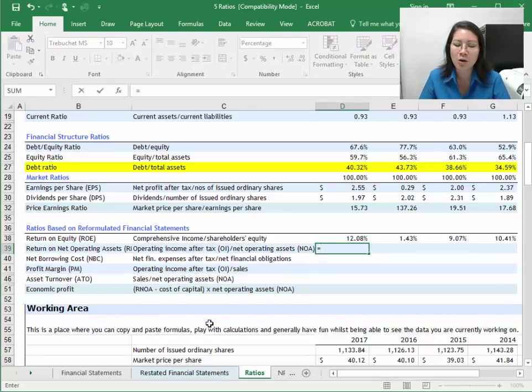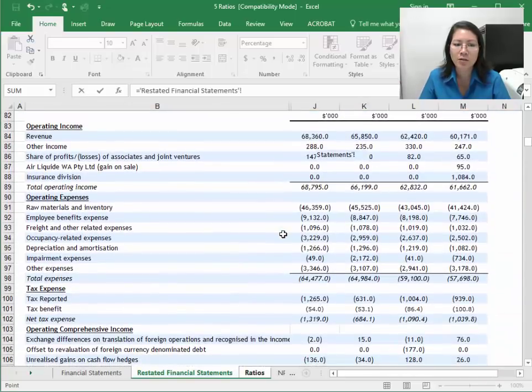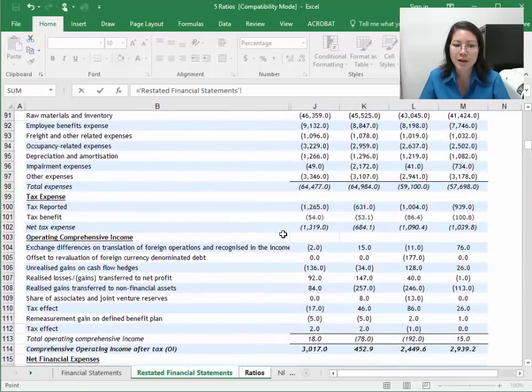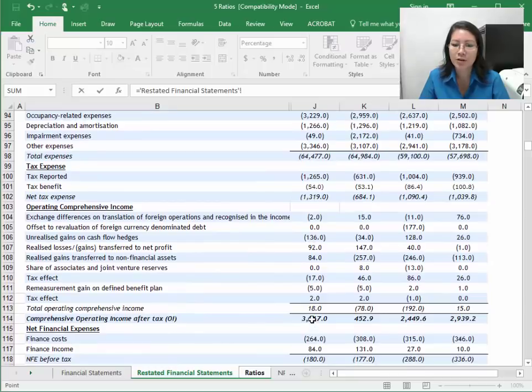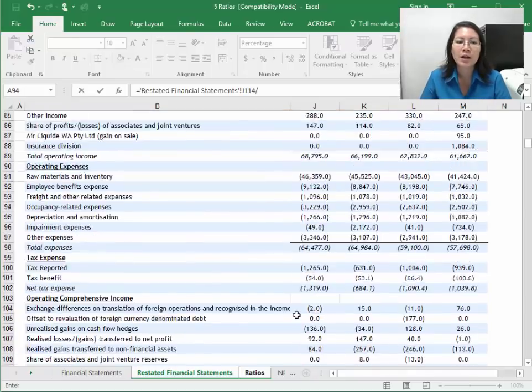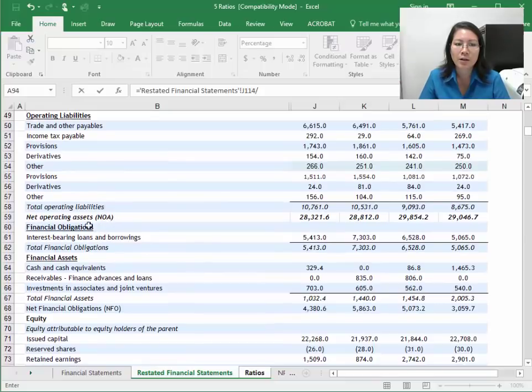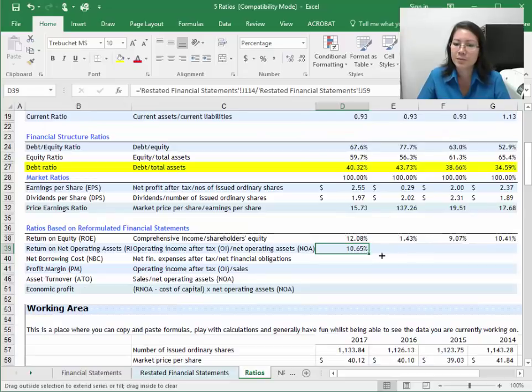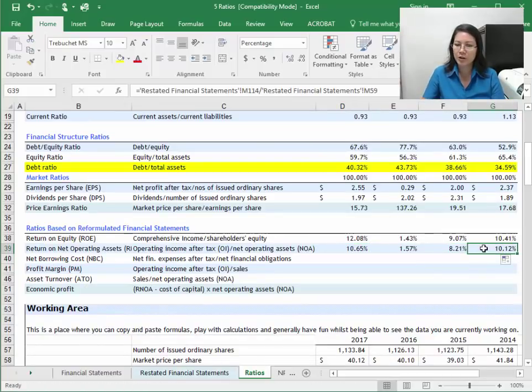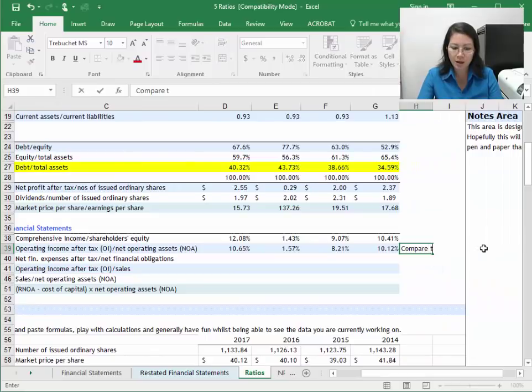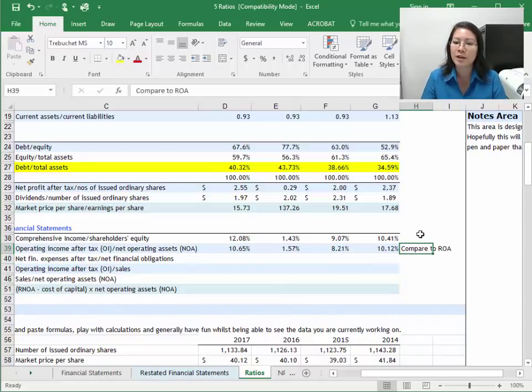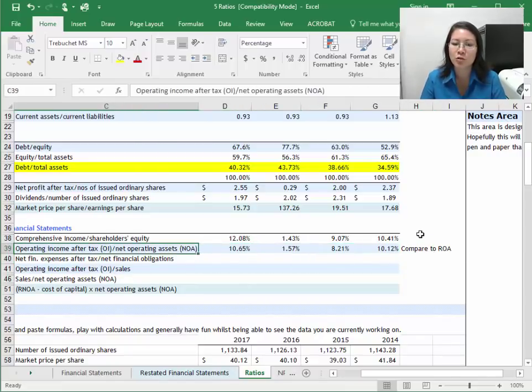OI divided by NOA. So OI from our restated income statement. Here it is. See, OI, my little acronym. OI divided by NOA. Here's my little acronym, NOA. Leave it as a percentage. This is the one that you want to compare to your return on assets from above. So you don't forget, when you're talking about it in your Word document, you might like to write that there too, to remind yourself to compare it to your original financial statements figures.